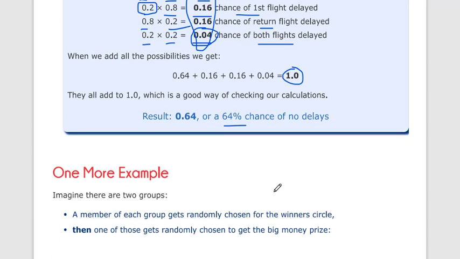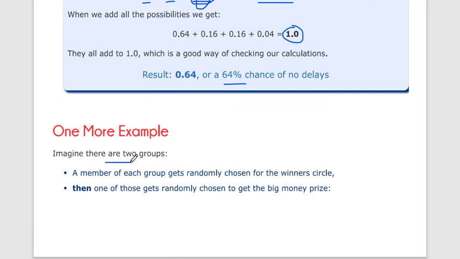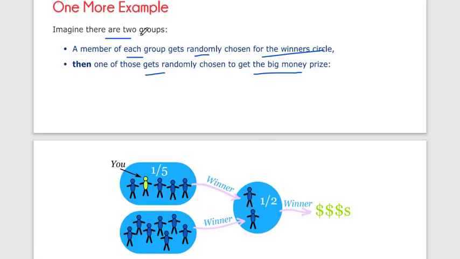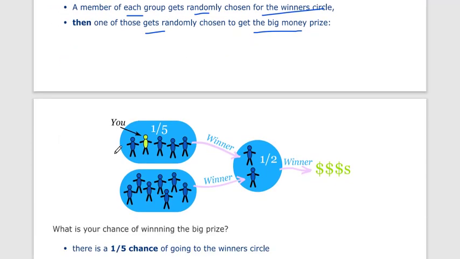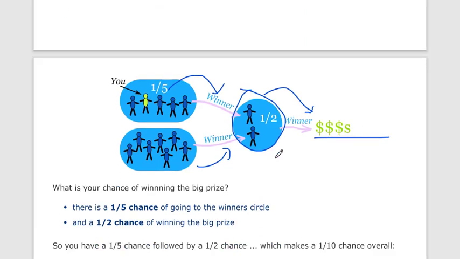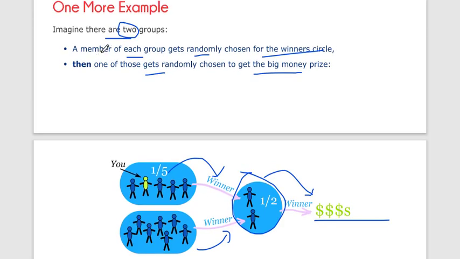Okay, one more example. Imagine there are two groups. A member of each group gets randomly chosen for the winner circle, and then one of these gets randomly chosen to get the big money prize. So we have to select one winner from each group, and after the two members, we randomly choose a winner, who will get the money prize. There are basically two events. There is a 1 by 5 chance. Why? Because there are 5 members.